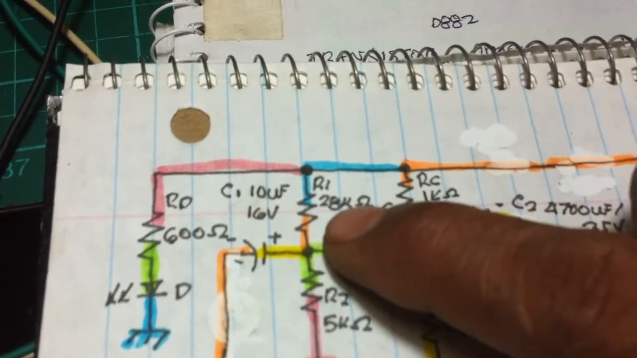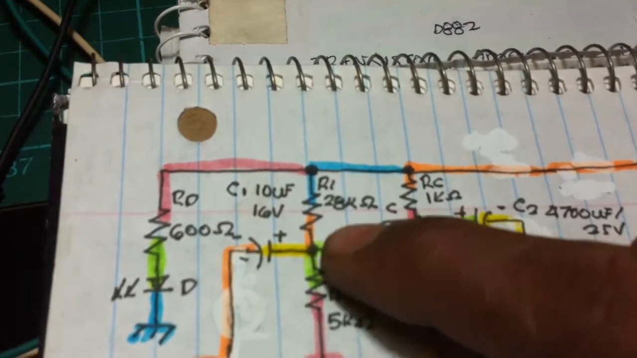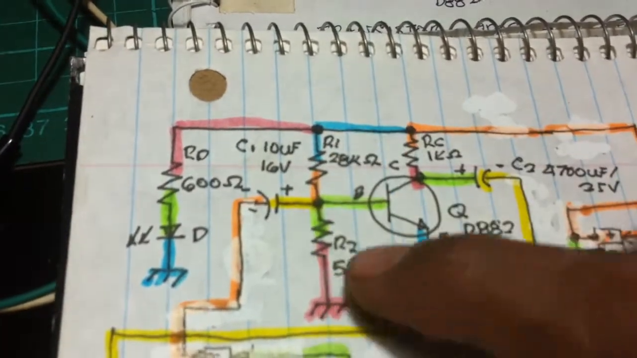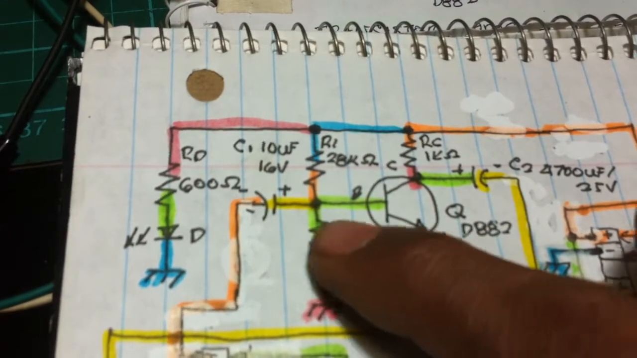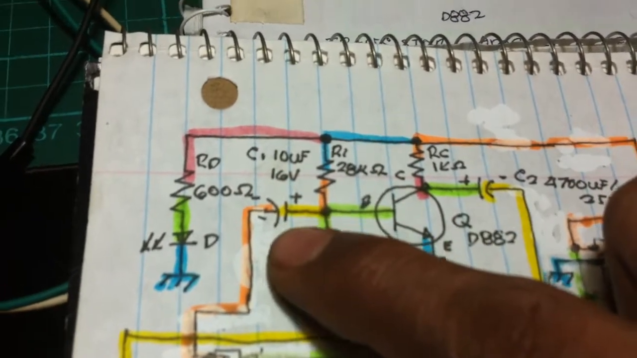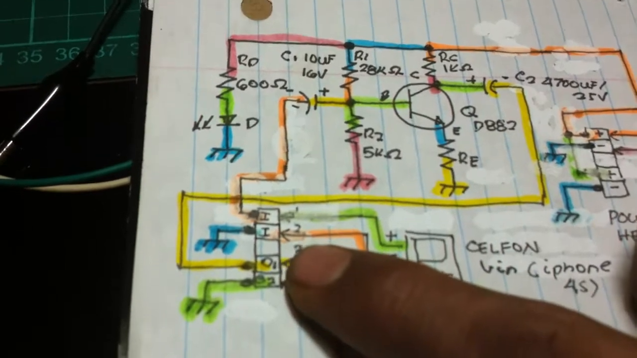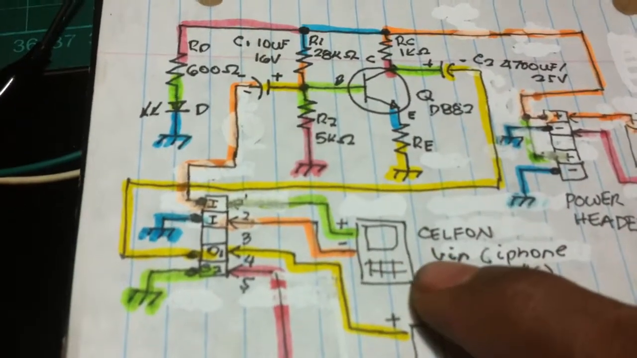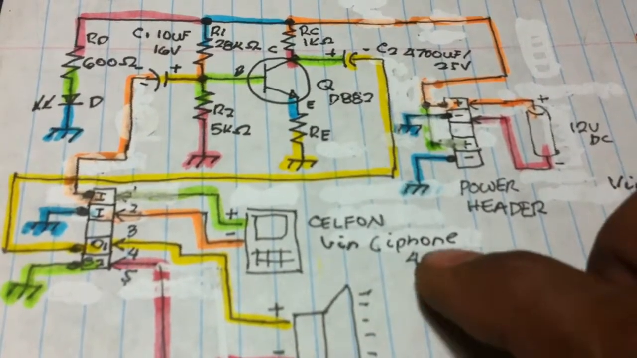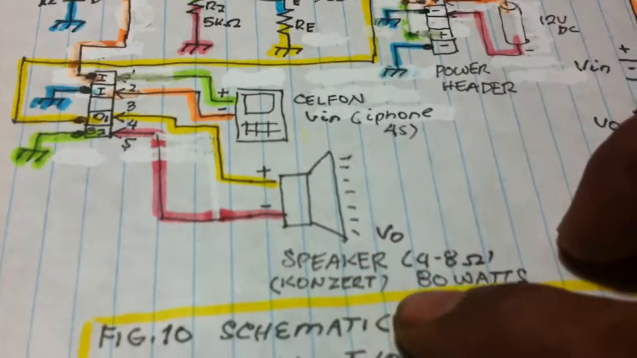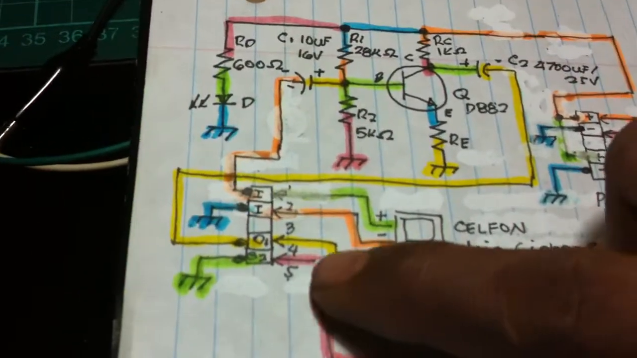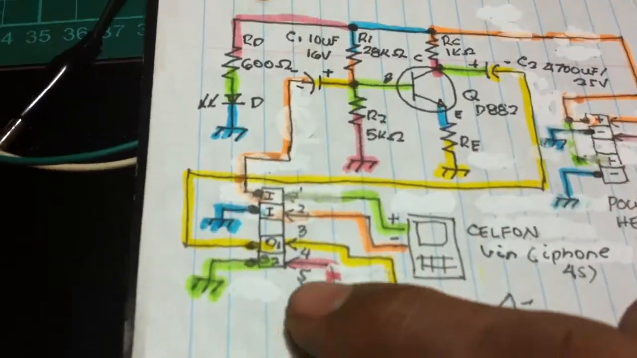Also we have 28 kilo ohms connected to the base with 5 kilo ohms, a voltage divider bias, and then a 10 microfarad 16 volts coupling capacitor from the header, with the use of a cell phone, that is the one providing the voltage input, iPhone 4S. And then the speaker, we have 4 to 8 ohms concert, 80 watts. This is the input output header.